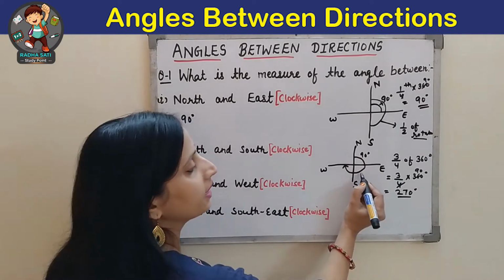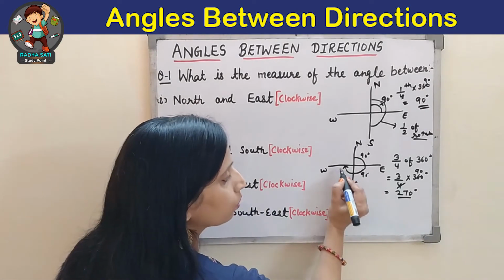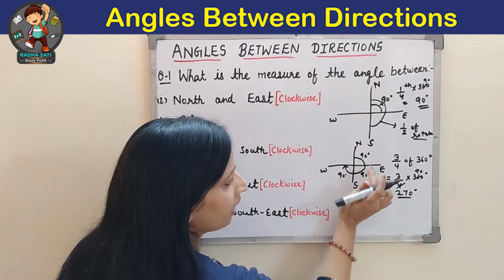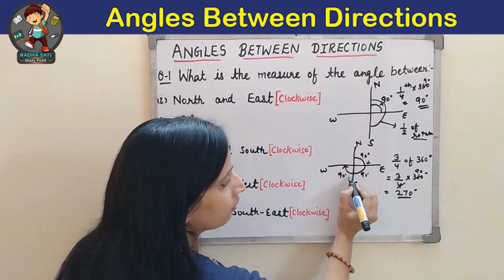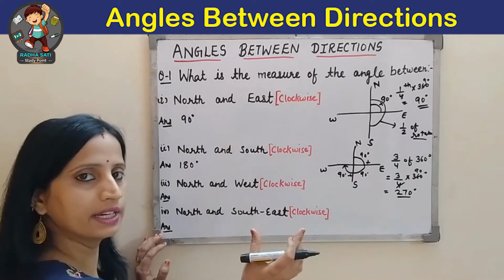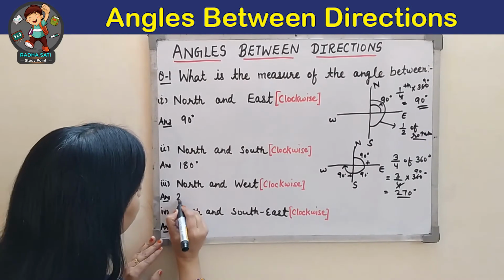East and south is 90 degrees. And south and west is 90 degrees. When we add up these three, we will get 270 degrees. By both ways we can find it out.